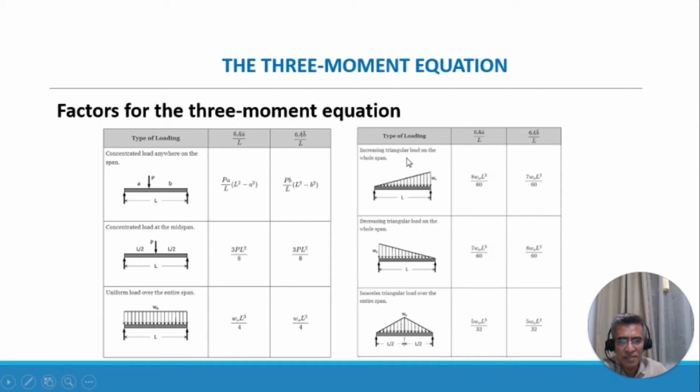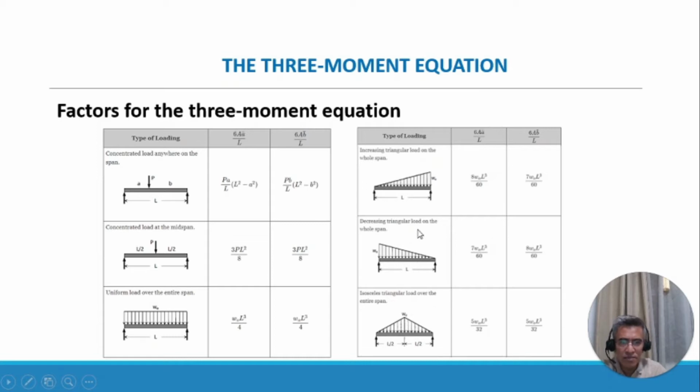And for the increasing triangular load on the whole span and the distance L, the factor 6A times A bar all over L is equivalent to 8WL cube all over 60. And for 6A times B bar all over L, the factor is 7WL cube all over 60.